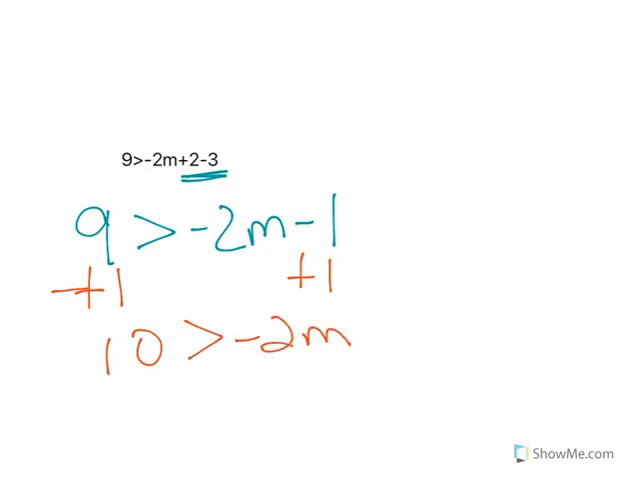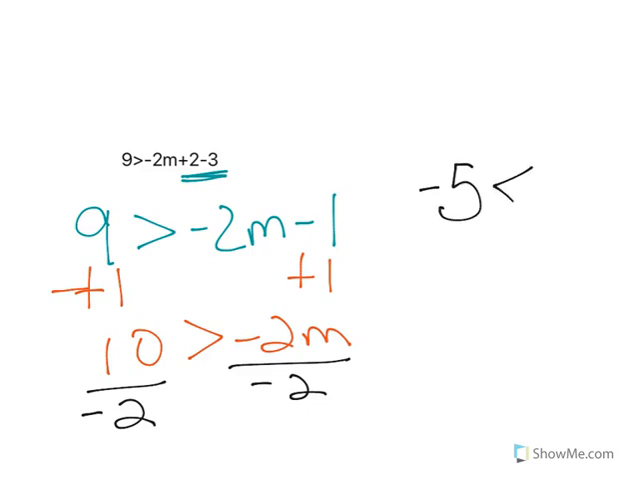And hopefully you are seeing and your brain is saying, oh no, oh no, oh no, I need to divide by a negative 2. And when I do that, I have to flip the sign. So that gives me negative 5 is less than m, or if I turned it around, m is greater than negative 5.